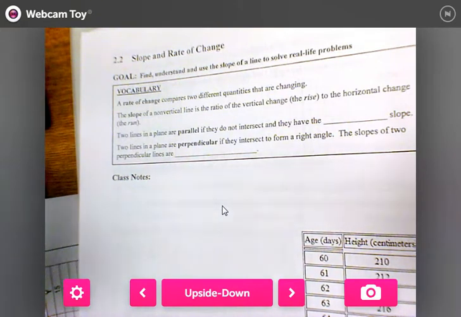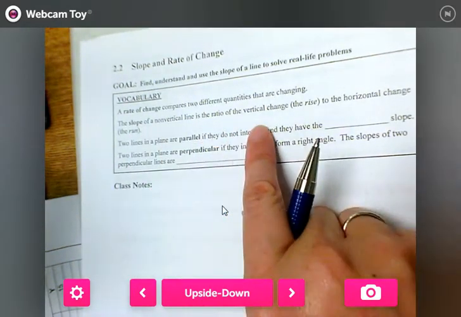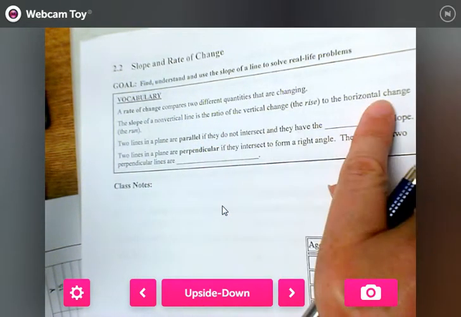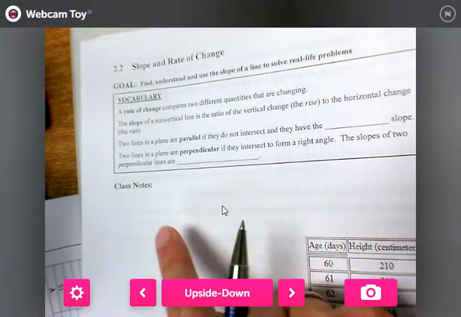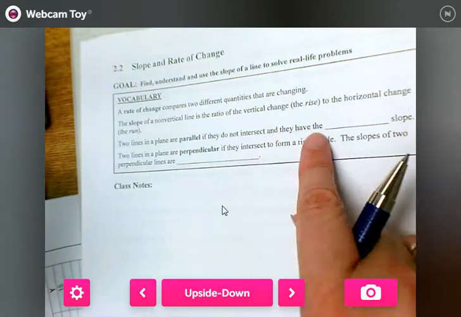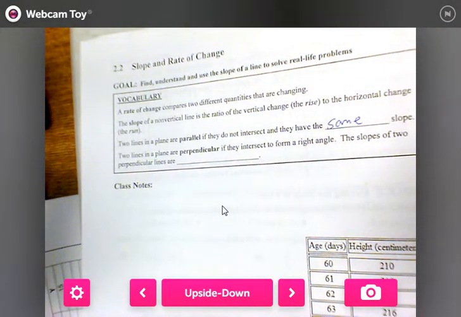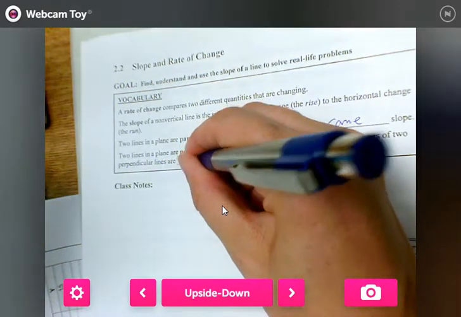Let's look at a rate of change: it compares two different quantities that are changing. The slope of a non-vertical line is the ratio of the vertical change, the rise, to the horizontal change, the run. Two lines are parallel if they do not intersect; they have the same slope. Two lines are perpendicular if they intersect to form a right angle; the slopes of perpendicular lines we call opposite reciprocals.